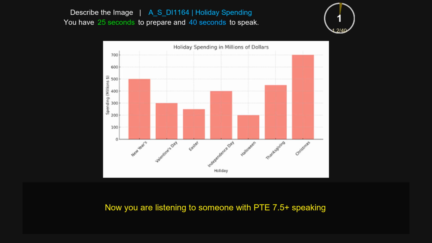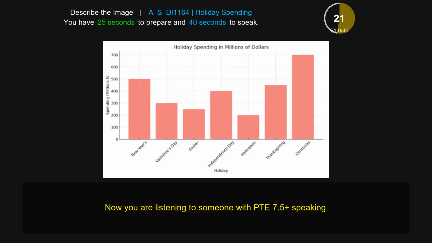The bar graph demonstrates information about holiday spending in millions of dollars. The horizontal x-axis is representing different holidays: New Year's, Valentine's Day, Easter, Halloween, Thanksgiving, Christmas. On the other hand, the vertical y-axis is showing 0 to 700, and it can be clearly seen that the highest number is Christmas, which is 700.